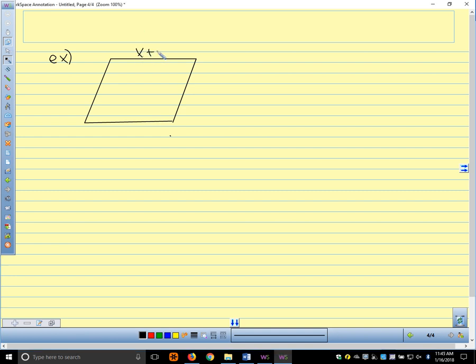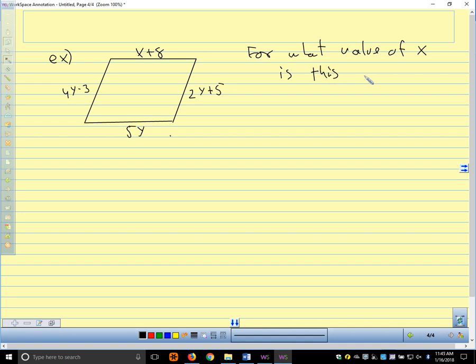So I'm going to say this is x plus 8, and this is 5y, 4y minus 3, and 2y plus 5. And we want to know for what value of x is this a parallelogram? So we have a quadrilateral, and we have the lengths of the sides labeled.